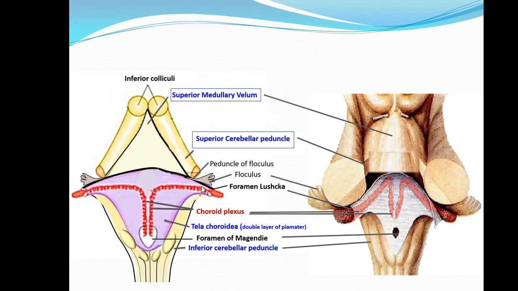Here you can see the inferior part. Here are the inferior cerebellar peduncles, and here is the inferior medullary velum. This is the tela choroidea, T-shaped. You can see this is the foramen of Magendie, and this is the foramen of Luschka.